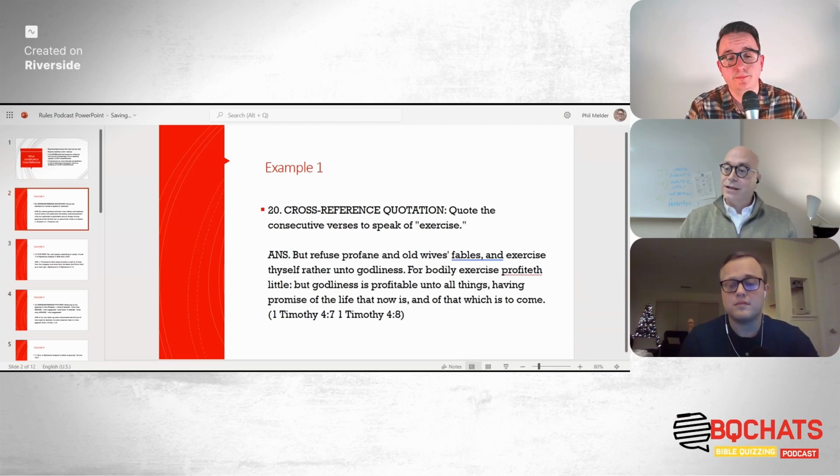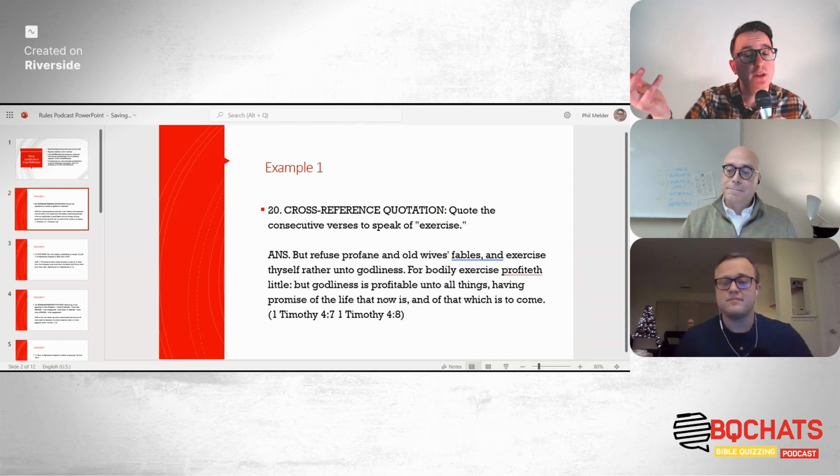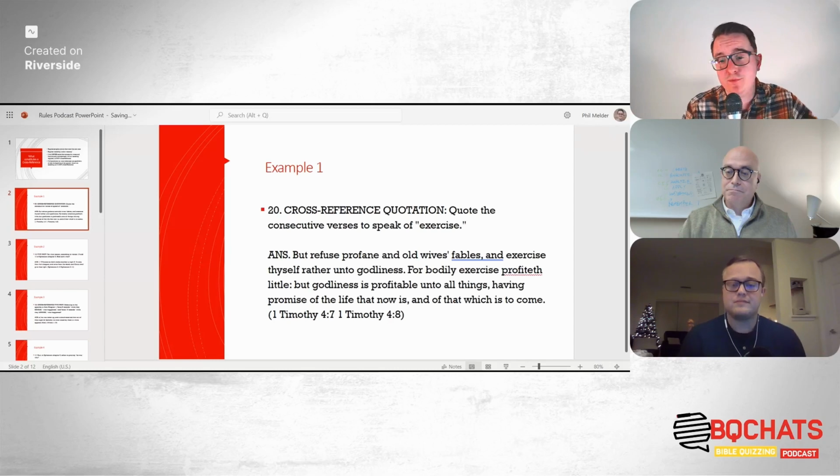That's a good point. It's very likely that this question is just as valid if it were written, quote, the verses to speak of exercise. And in that case, you're right. It just so happens that they are consecutive. But that doesn't have to be unique to that point, though. There could be 5 verses that speak of exercise. But 2 of them are consecutive, correct?